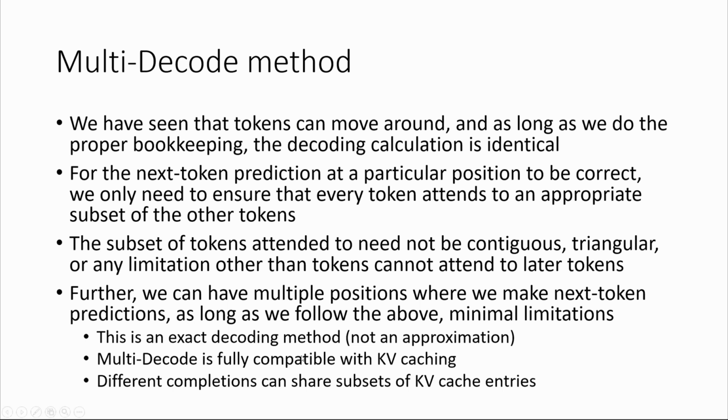Multi-decode is fully compatible with KV caching, and what we're going to see is that different completions will share subsets of our KV cache entries, which is highly, highly beneficial because the bottleneck for inference is I/O bandwidth. It's the reason why we have so many KV caching strategies. And so by sharing the KV cache, we are limiting the amount of I/O we need to do in order to calculate our attention.